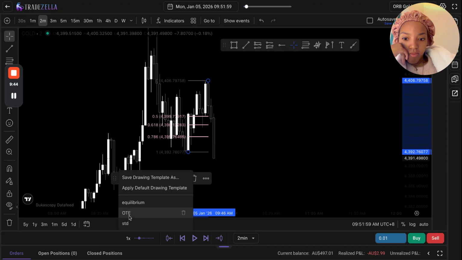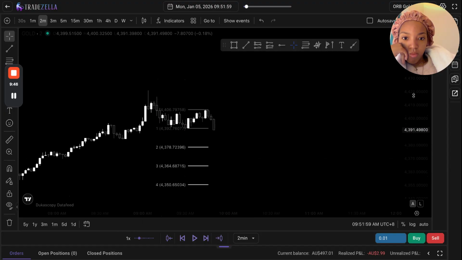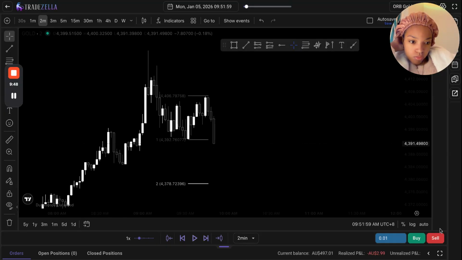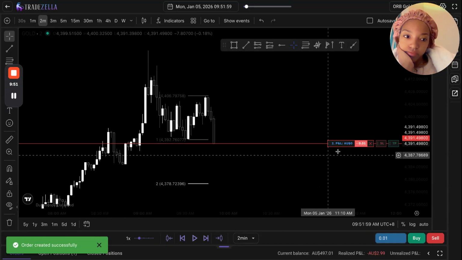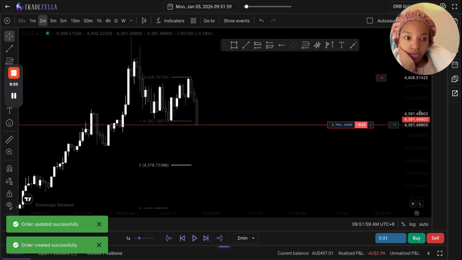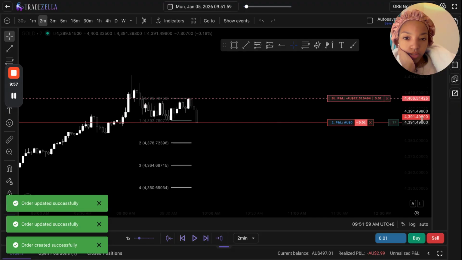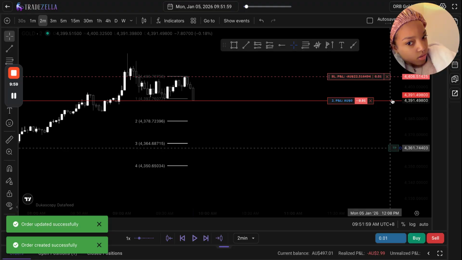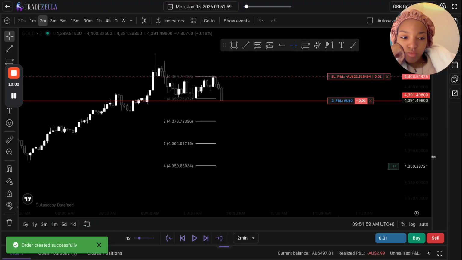Here's a nice one. Let's see. I think that's what we're going to do. We're just going to play with the open range breakout one, and then if we don't see it, then we're going to look for this one.